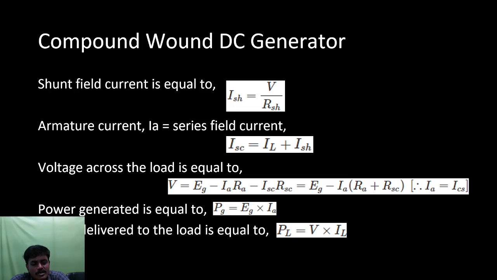Then the voltage across the load is V equals EG minus IA RA minus ISC RSC. In that way we can calculate the voltage across the load of a long shunt compound wound DC generator. Then the power generated is PG equals EG into IA, as we discussed earlier, and the power delivered is PL equals V into IL. So that's all about the topic. Thank you very much.